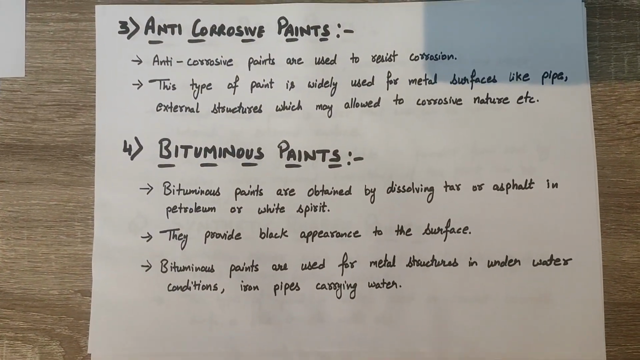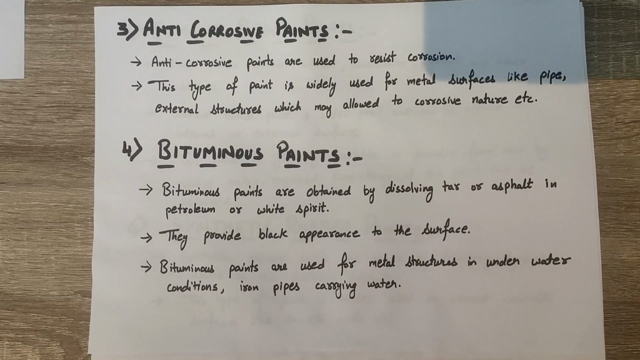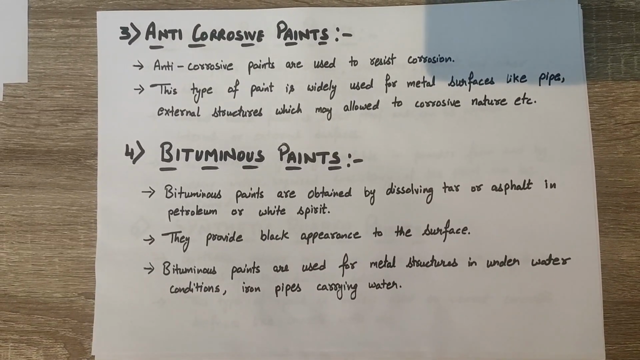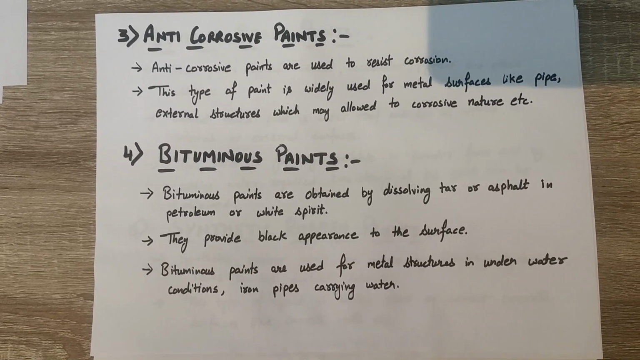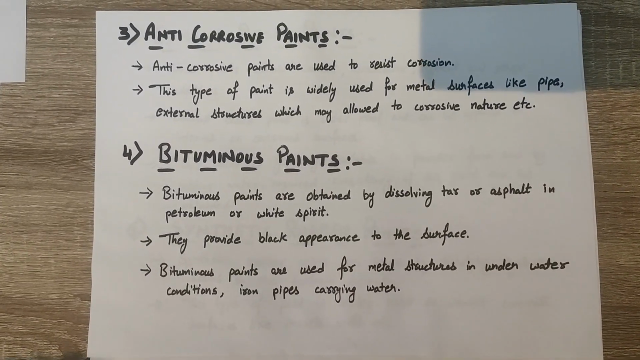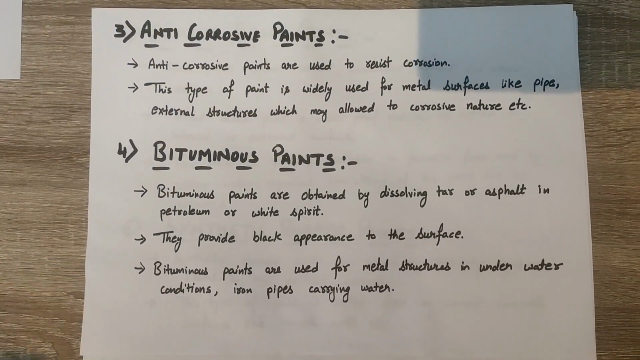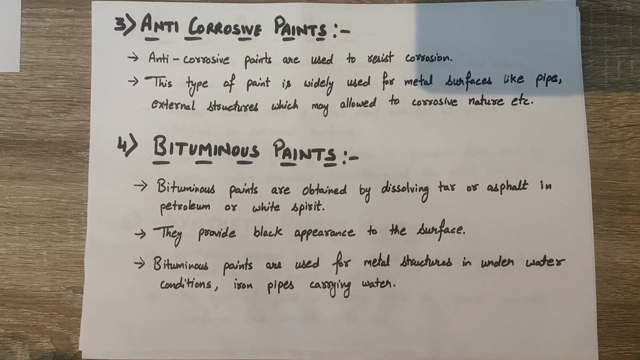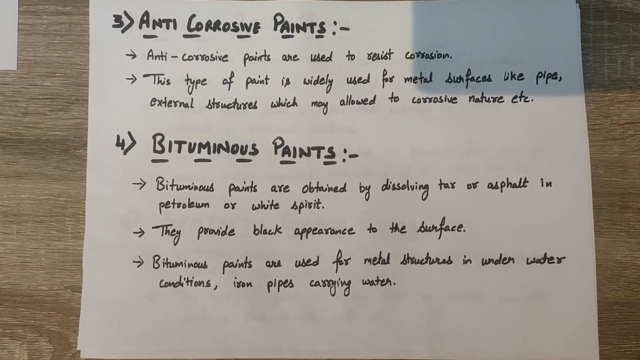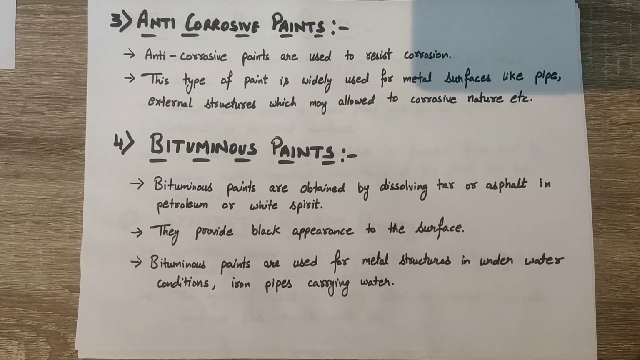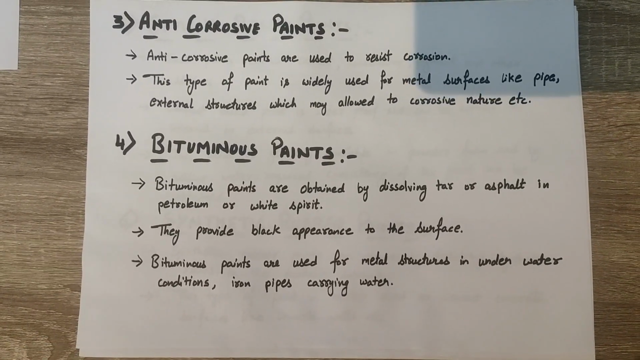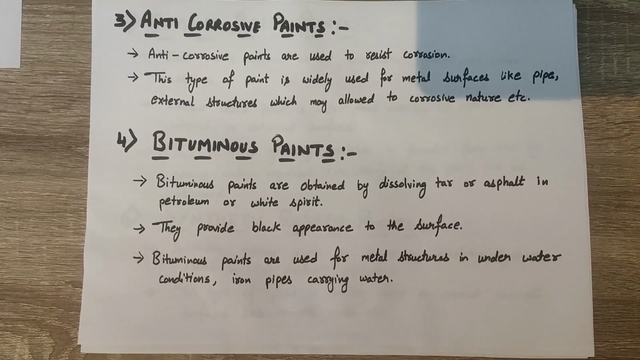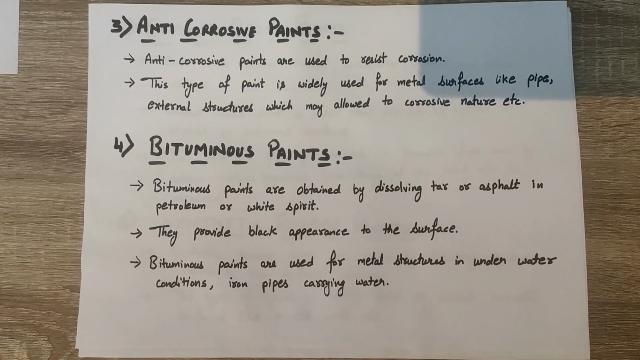Our next paint is anti-corrosive paint. As its name tells us, it's to prevent corrosion. So we use such paints on metal surfaces. Anti-corrosive paints are used to resist corrosion. This type of paint is widely used for metal surfaces like pipes, external structures which may be exposed to corrosive nature, etc.